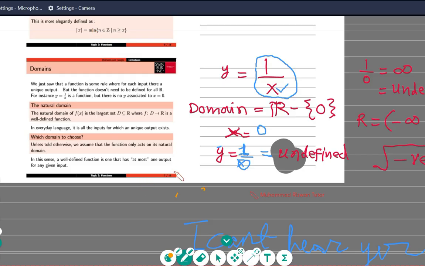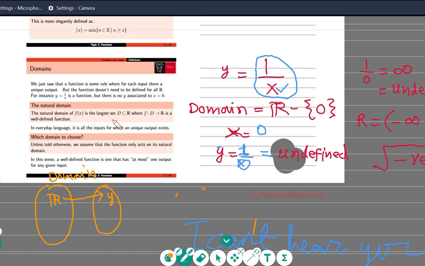For a function, all elements should be associated. For every domain element, if you are taking 0, all elements means all real numbers, and there is also 0. For all real numbers there is output, there is a y value. But for 0 there is no y value. Last time I taught it, all elements should be associated, 0 is not associated. At 0 we are not getting the output. So we will not take this element in the domain. So all real numbers except 0. Now clear?